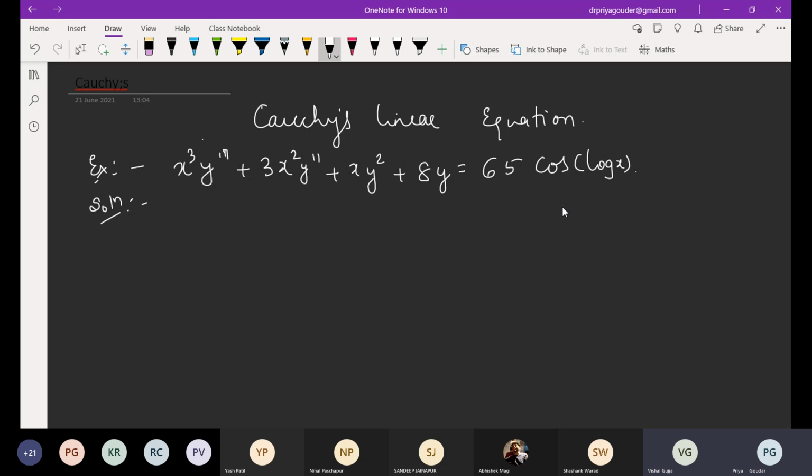Yes, ma'am. Okay, yeah. So here, the first thing we'll confirm is whether it is Cauchy's or not. Is it Cauchy's differential equation? Yes, ma'am, because it is third order, x cube is there, second order, x square. This is x, this is xy dash. Okay, now this is Cauchy. Write down: given equation is Cauchy's linear equation.